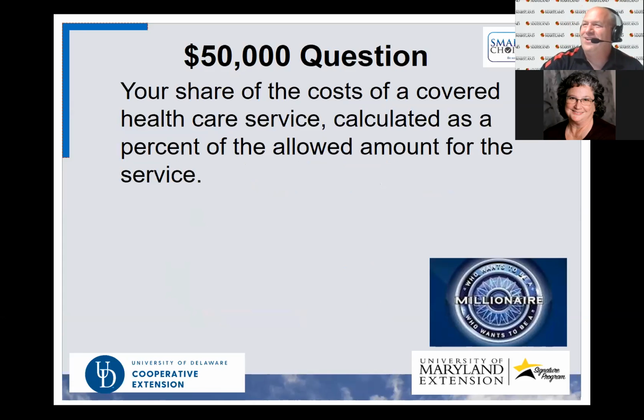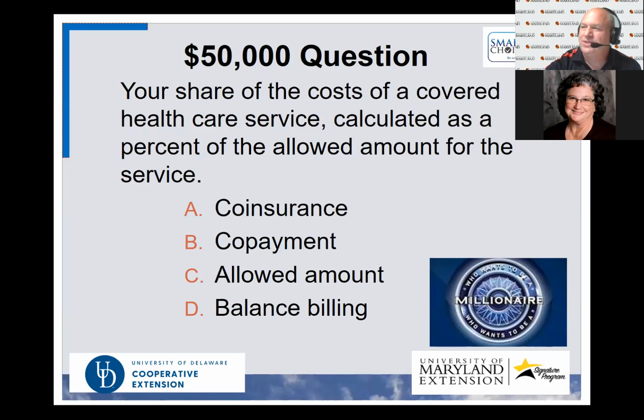The $50,000 question: your share of the cost of a covered healthcare service, calculated as a percent of the allowed amount for the service. Your options are co-insurance, co-payment, allowed amount, and balance billing. We do have some experts in the audience today. And so A is correct, co-insurance.